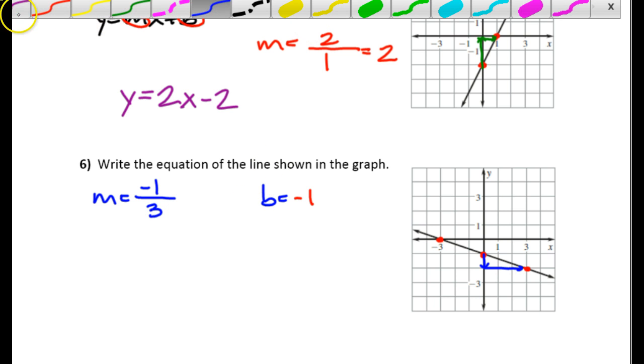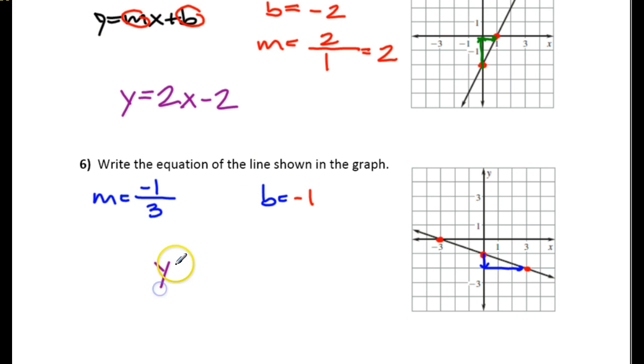So now we're just going to plug that into the slope-intercept form. Y equals mx plus b. So in this case, it's y equals -1/3 x minus 1. And that's it. Okay, so those are two ways to write equations of lines based on what they give you, either telling you the slope and the intercept or when they give you a graph. All right, so go ahead and do some practice on those types.